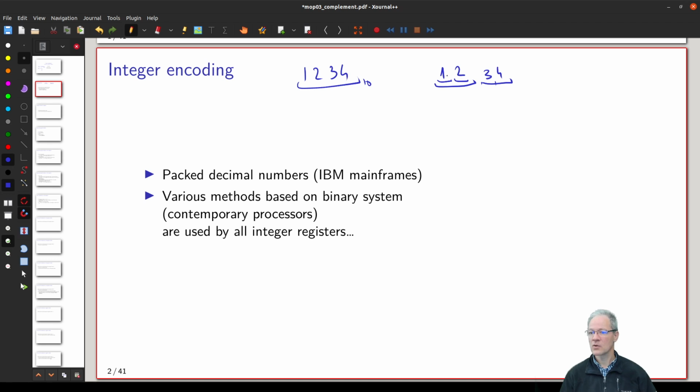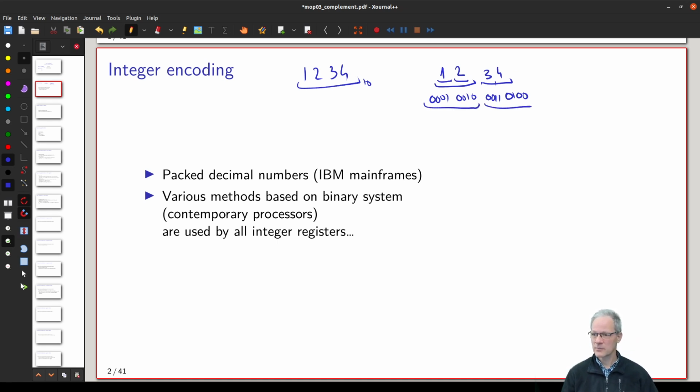If I were to convert that to binary, that would be 0001 0010, and this would be 0011 and 0100, something like this. So this is 1234 in a packed decimal format.